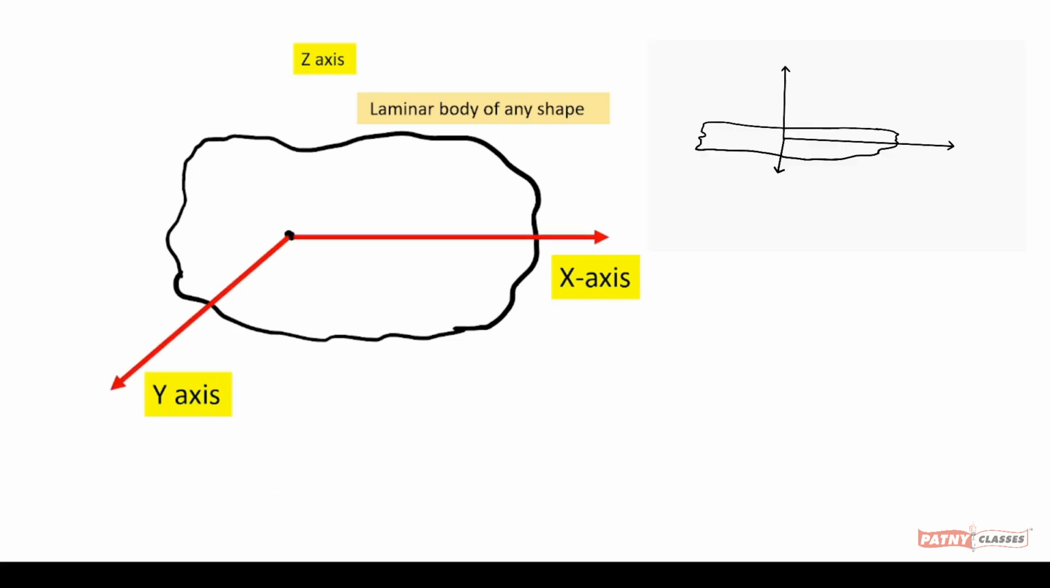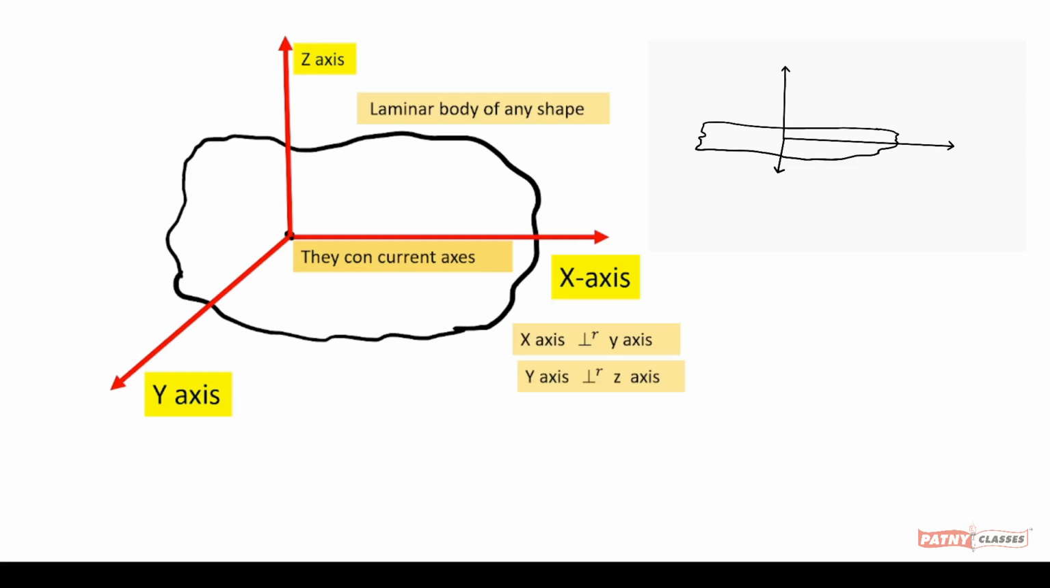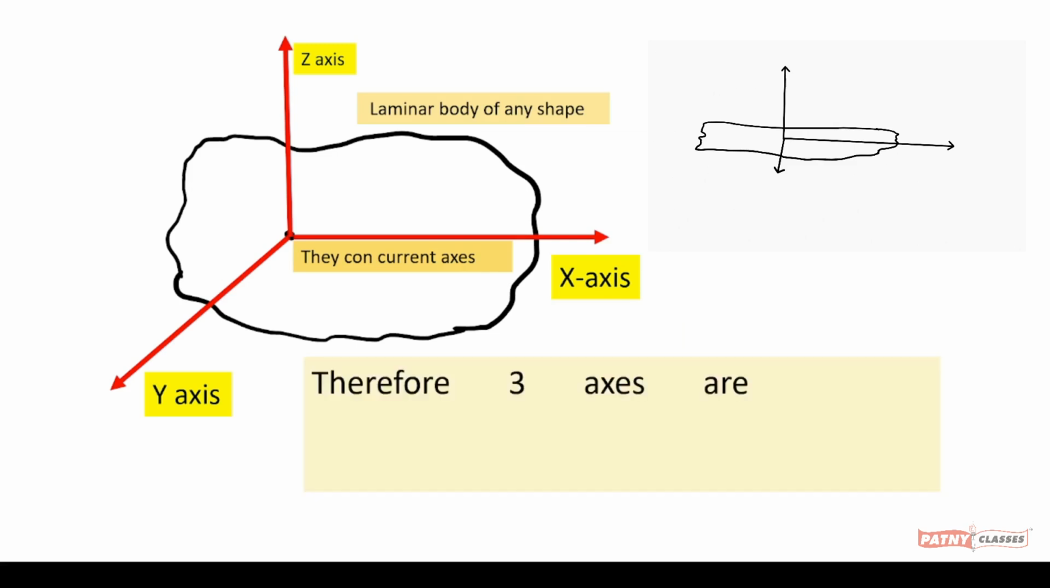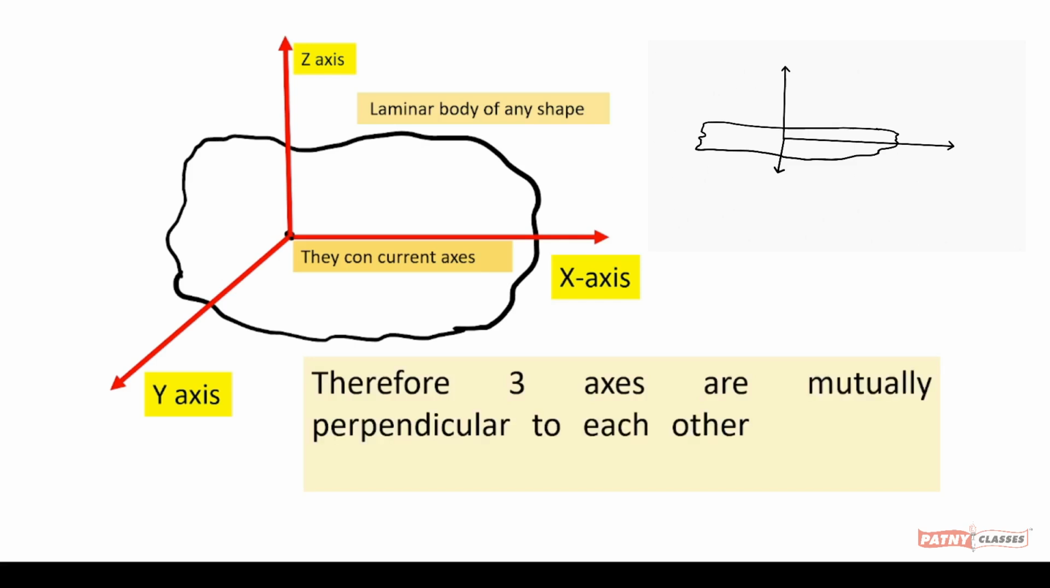X-axis, y-axis and z-axis are concurrent axes, since all the three axes meet at one common point. One more important point to be noted: the x-axis is perpendicular to the y-axis, the y-axis is perpendicular to the z-axis, and the z-axis is perpendicular to the x-axis. Therefore, the three axes are mutually perpendicular to each other, as well as concurrent axes.